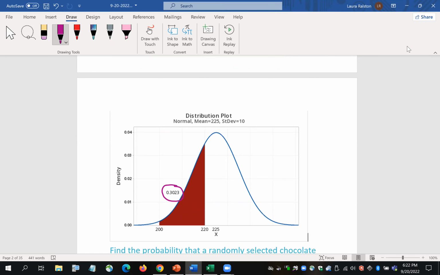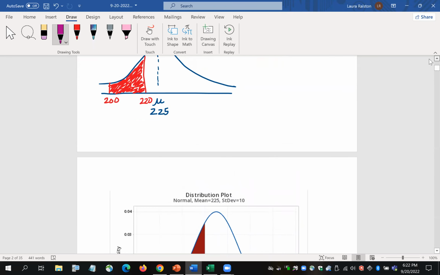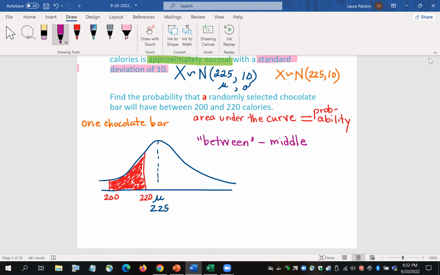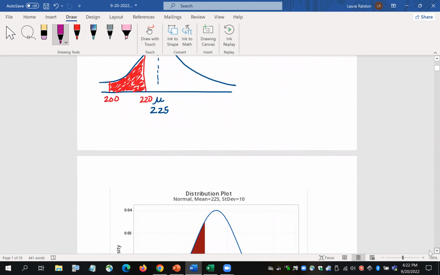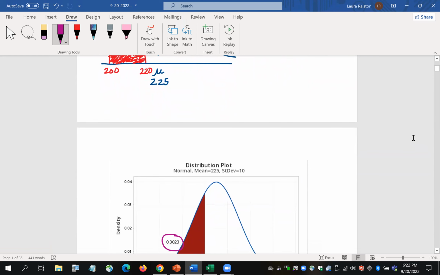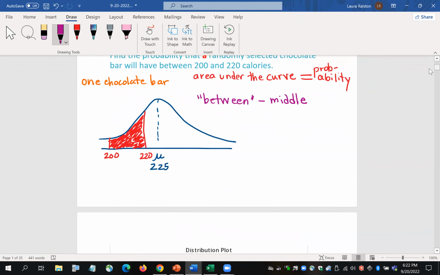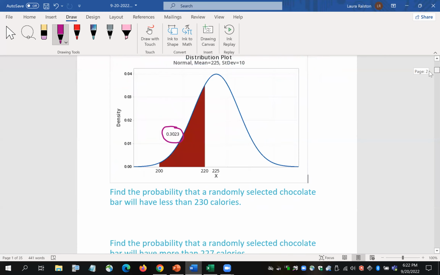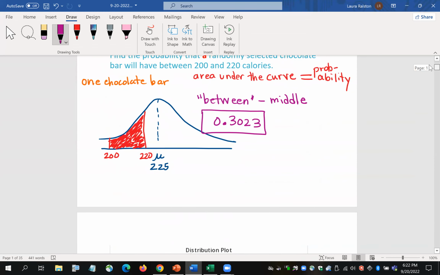So the probability that a chocolate bar, one chocolate bar, will have between 200 and 220 calories is 0.3083. Was that what it was? 0.3023. So my answer here would be 0.3023. So there's about a 30% chance that a randomly selected chocolate bar will have between 200 and 220 calories.